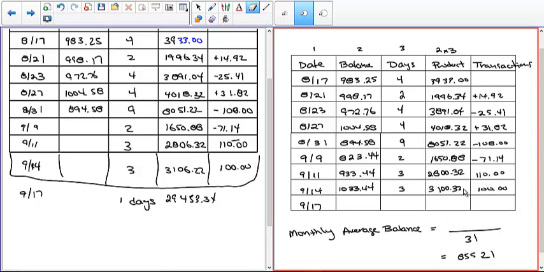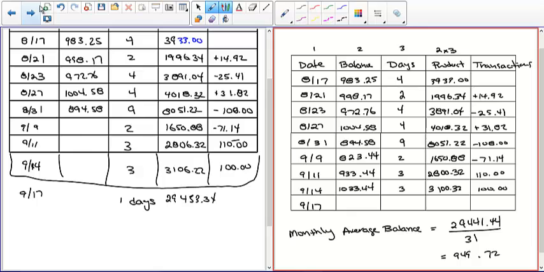Yeah, so what I did is I typed in 800 instead of 2,800. 29441.44. Okay. So if I divide that by 31, I'll get something that's more reasonable. So I get $949.72. Okay, so that's my monthly average balance.